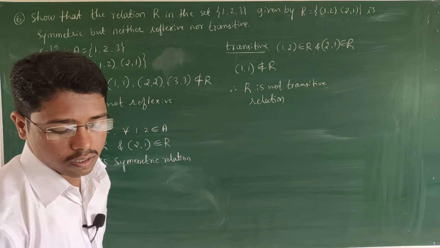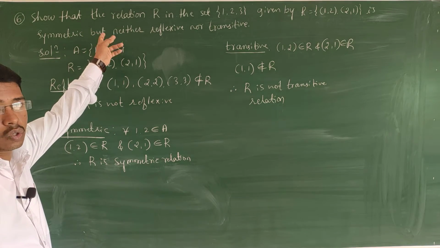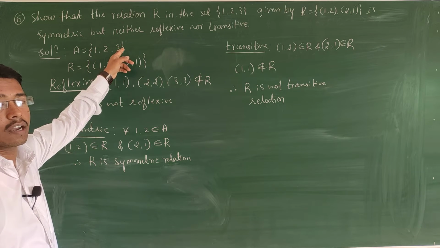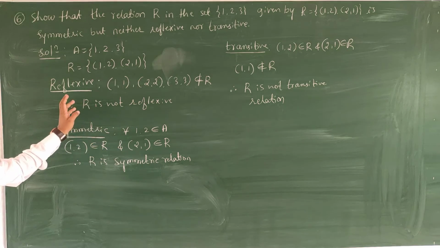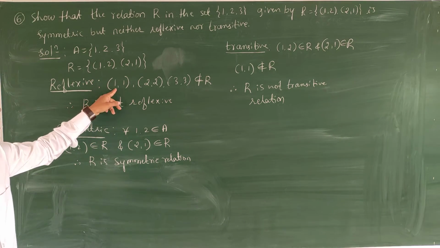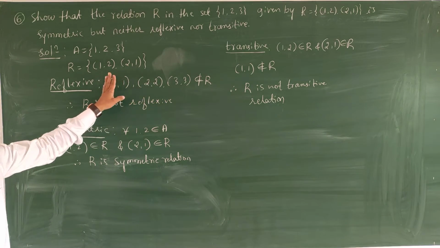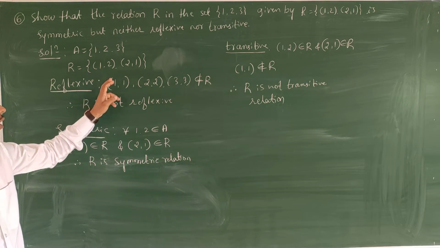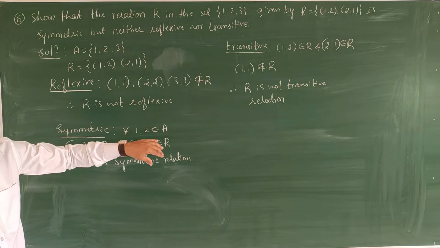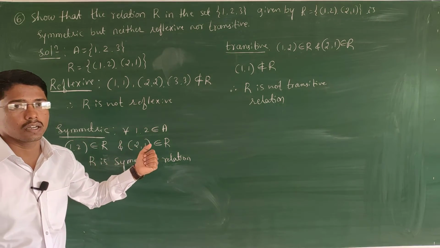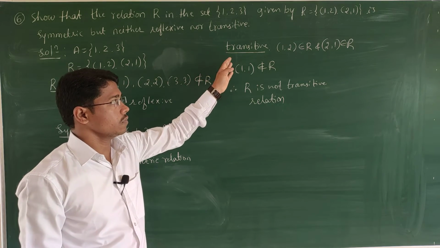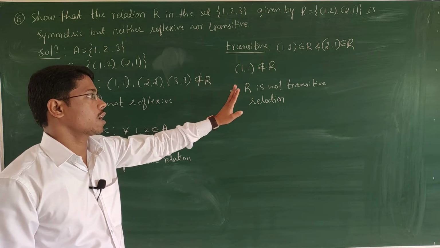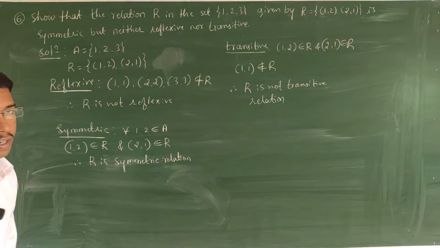So in the question they said to show that R is not reflexive, symmetric and not transitive. Okay, so as we have seen, 1, 2, 3 doesn't belong to the R, therefore it is not reflexive. And from the given relation R, 1, 2 belongs to the R and its reverse order pair 2, 1 belongs to the R, therefore R is a symmetric relation. For the transitive, 1, 2 belongs to the R, 2, 1 belongs to the R, but A, C, 1, 1 doesn't belong to the R, therefore R is also not a transitive relation.